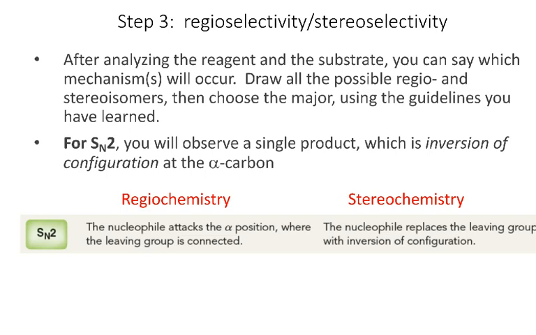So for SN2, as far as regiochemistry goes, the nucleophile attacks the alpha position where the leaving group is connected. So there's really only one possible regiochemical outcome. As far as the stereochemistry goes, we know that SN2 reactions proceed with inversion of configuration. So if we started out with R, then we'll have the S as our product, and vice versa.